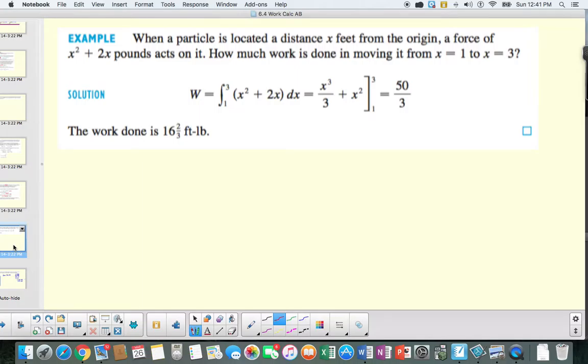All right, here's a problem where the force is varying. Since the force is varying, we have a function. This is our force, and this is our little distance for every little bit of force that's being acted on it, and then we get our answer.